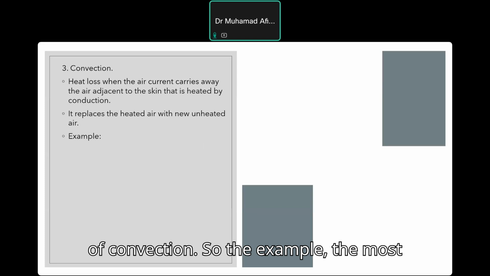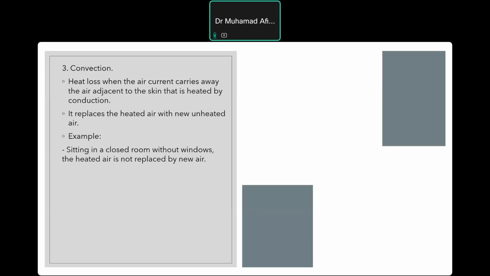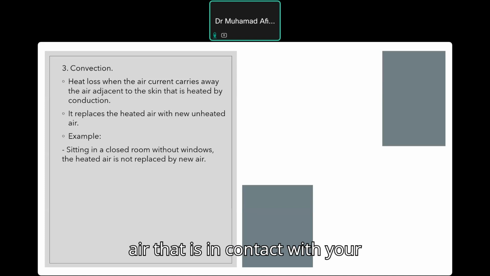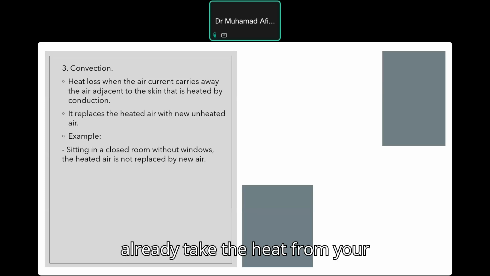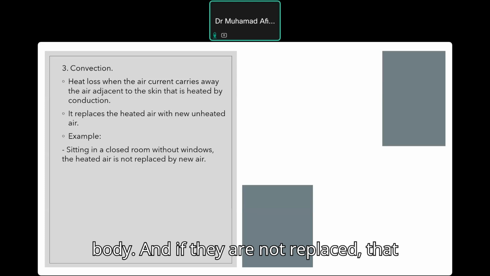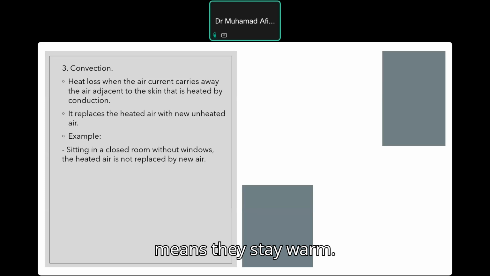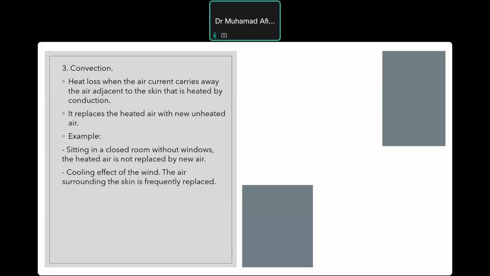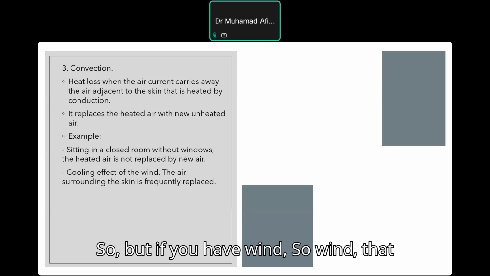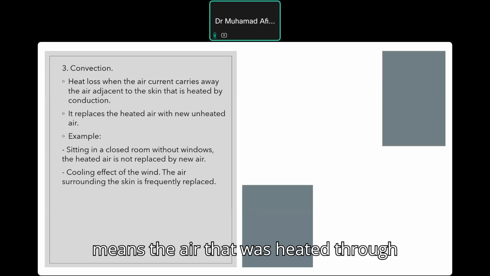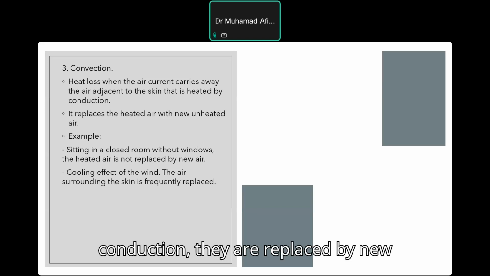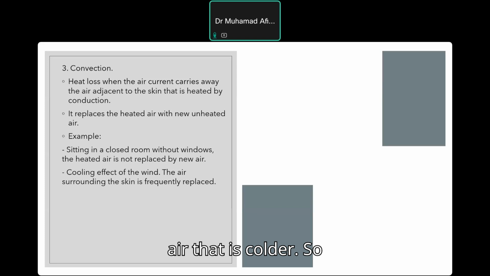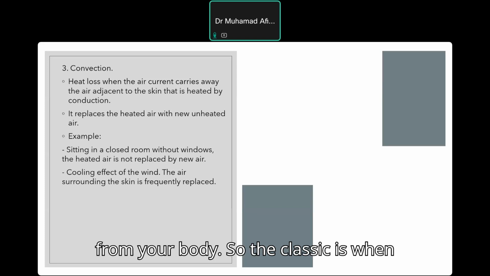The most common example: if you sit in a closed room without windows, that means you don't have air circulation. The air that is in contact with your body becomes warmer because it has already taken heat from your body. If it is not replaced, it stays warm. But if you have wind, that means you have air circulation. The air that was heated through conduction is replaced by new, colder air, so it can continue to remove heat from your body.